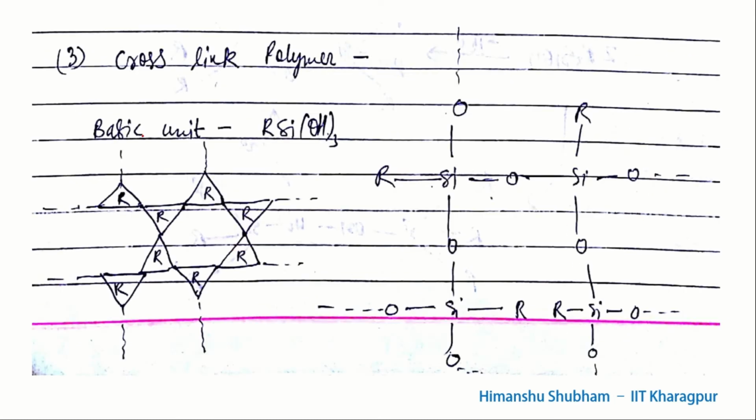Now moving on to the last kind of silicones, it is the cross-link polymer. This is formed by the cross-link units. In this cross-link polymer, the basic silicone unit which forms it is RSi(OH)3. Now we have three locations from which H can get eliminated, and this O can take part in bonding, and it can form a cross-linkage kind of compound, as we can see from this diagram here.